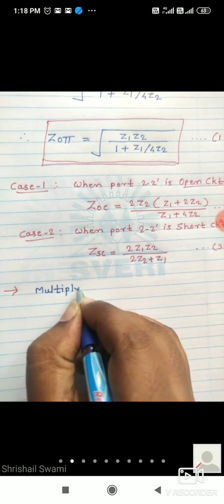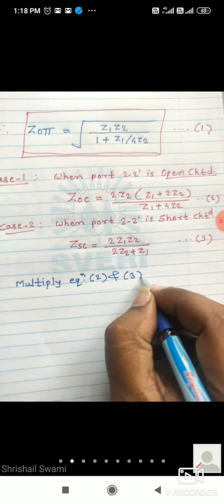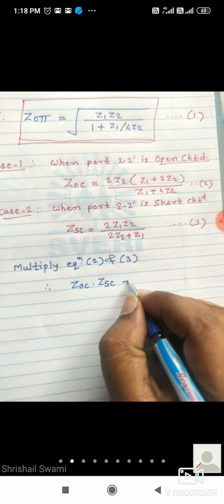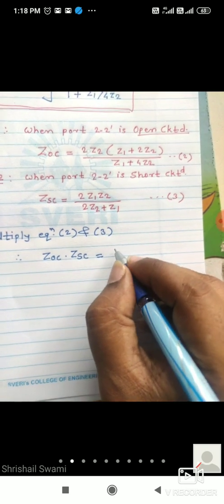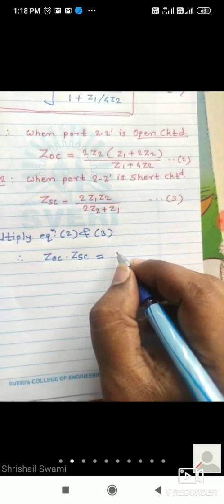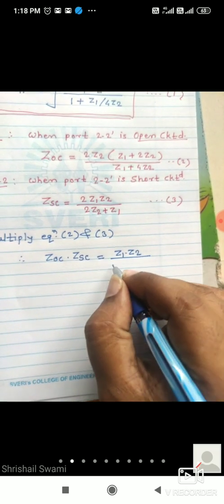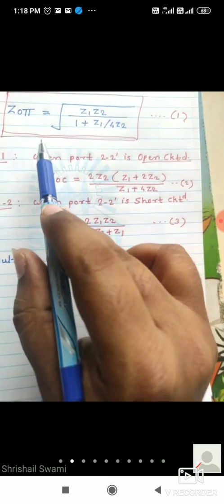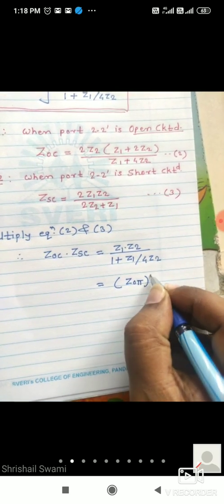Multiply equation number 2 and 3. So that is ZOC into ZSC. हे जर तुम्ही मल्टिप्लिकेशन केलात तर तुम्हाला काय मिळणार बघा, that is you will get Z1 into Z2 divided by 1 plus Z1 by 4Z2. So what is this one from equation number 1? That is nothing but Z0 pi square.